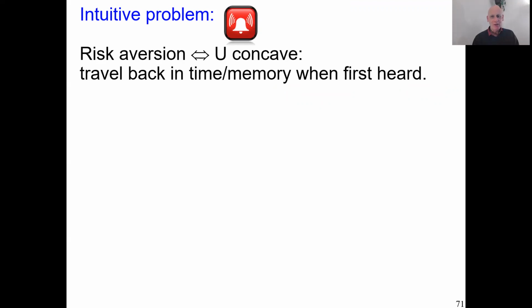Anyway, there is an intuitive problem here, and I wonder if you can travel back in time in your memory. Do you remember when you first saw this result? Risk aversion if and only if utility is concave. There's something weird about it, and it feels strange, you know?